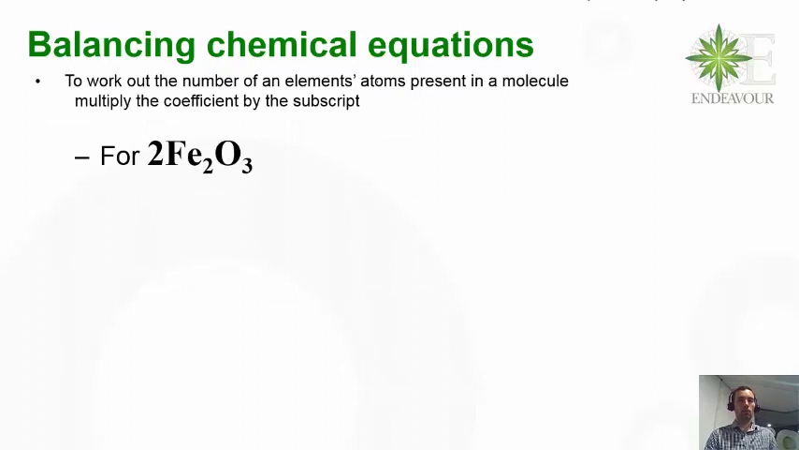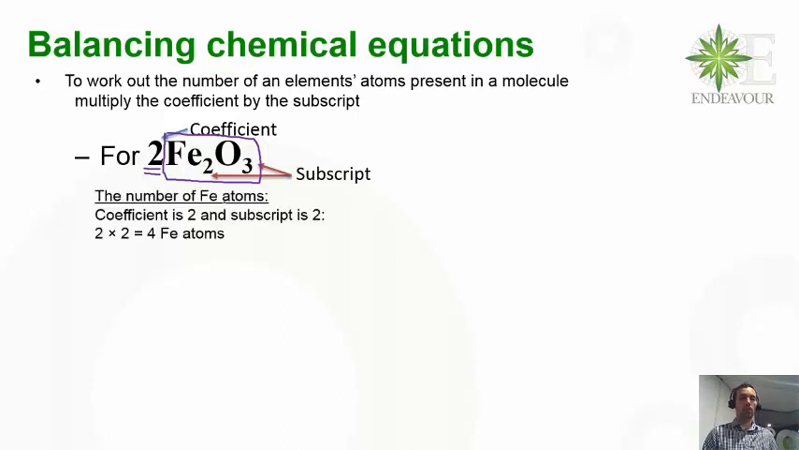So to work out the number of atoms of each element present in a molecule, we need to multiply the coefficient by the subscript of each atom. So we're going to use this method to work out the number of each atom type on the reactant and product side. So let's review how to do this. So for example, for the molecule Fe2O3, we've got a coefficient of 2 in front of it, which tells us that we've got 2 lots of everything that comes after that coefficient of 2. So we multiply each subscript for the atom type by the coefficient to get the number of atoms.